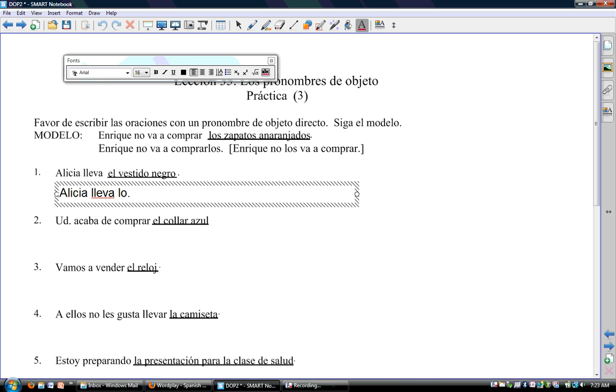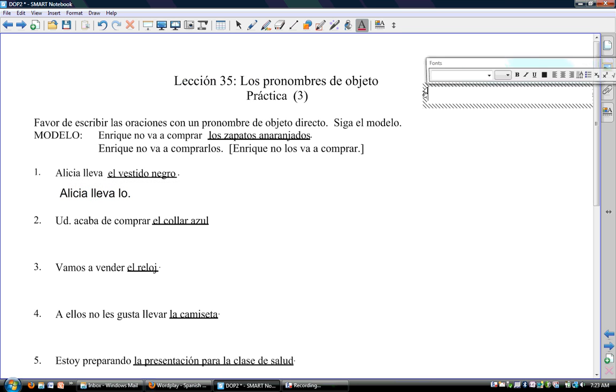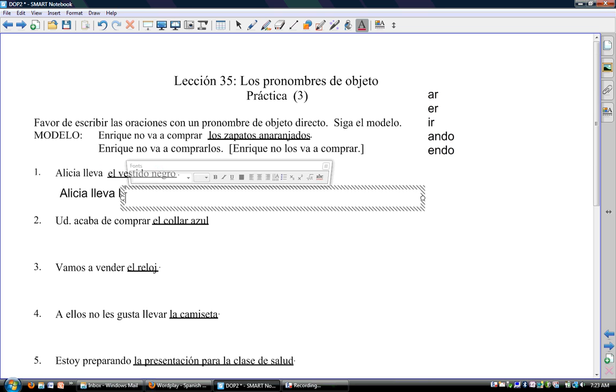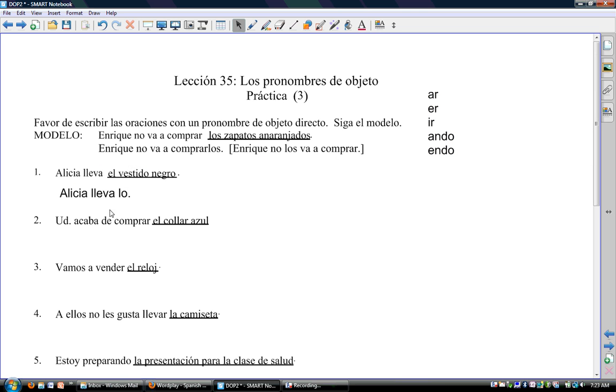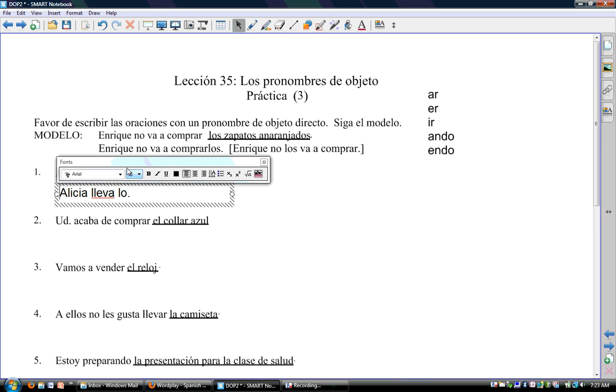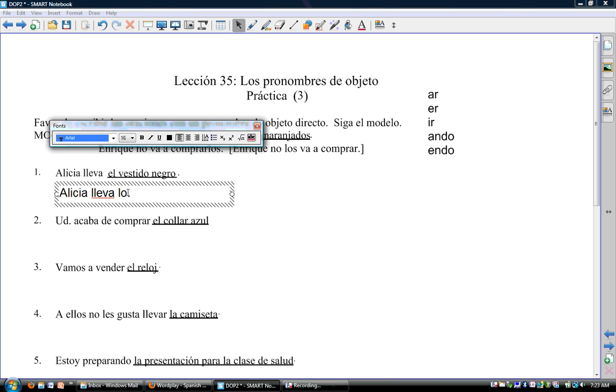Now, the only other thing you had to think about here was where to put the lo. If you don't have one of these four endings, AR, ER, IR, ando, and I guess there are five, or endo, you cannot put it on the end like we just did. Instead, you have to put it before the verb, and the verb is just the action word. In this case, it's wearing. Alicia lleva. Lleva is that wearing part. So we say Alicia lo lleva. We just put it before.